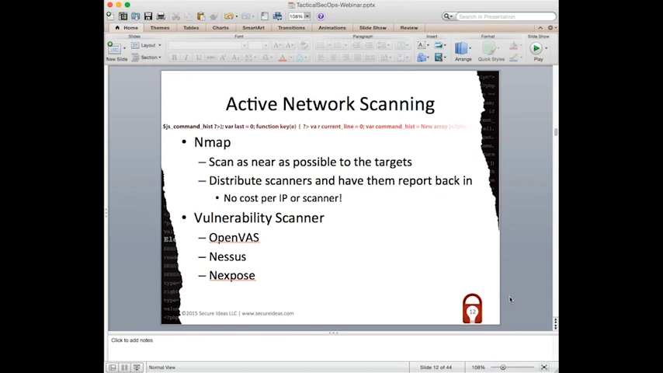And we'll talk about the vulnerability scanners a bit later, but those applications like OpenVAS, Nessus, Nexpose, Retina, etc., all can do this as well. But let's take a look at Nmap in particular for this and some ways we can use this maybe a little differently than we currently do.